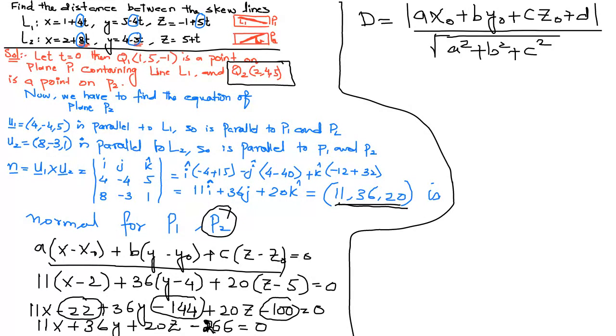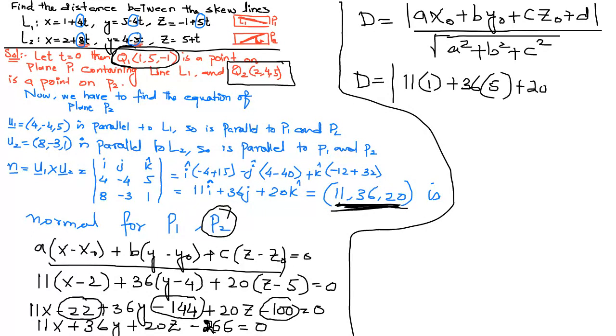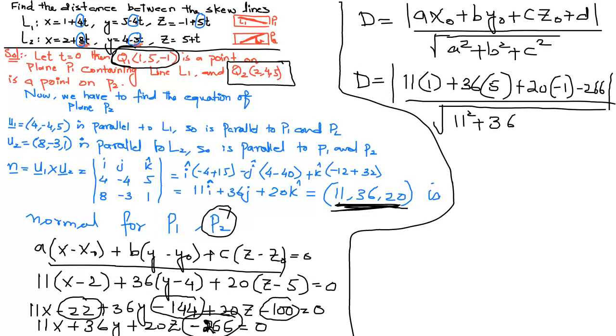Now you need to choose the first point, because you already chose the second point for the equation of the plane. Okay, so d is equal to what? A is 11, x naught is 1, plus b is 36, y naught is 5, plus c is 20, and z naught is minus 1. And d is this one, minus 266, divided by the square root of a square, where a is 11 square, plus b is 36 square, plus c is 20 square.